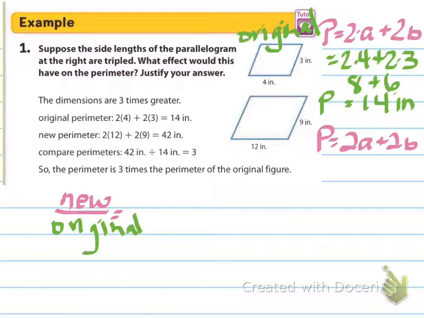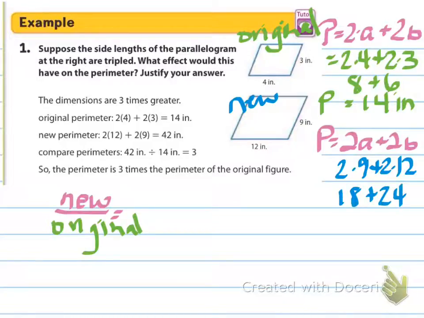Now we're going to do the same thing with our new parallelogram. We're going to find the perimeter of this one. So we're going to do 2 times 9 plus 2 times 12. We get 18 plus 24. When we add these together, we're going to get 42 inches. All right, so our perimeter for the new is 42 inches.